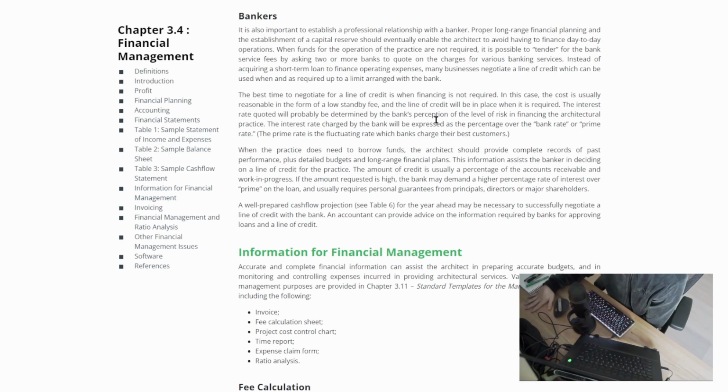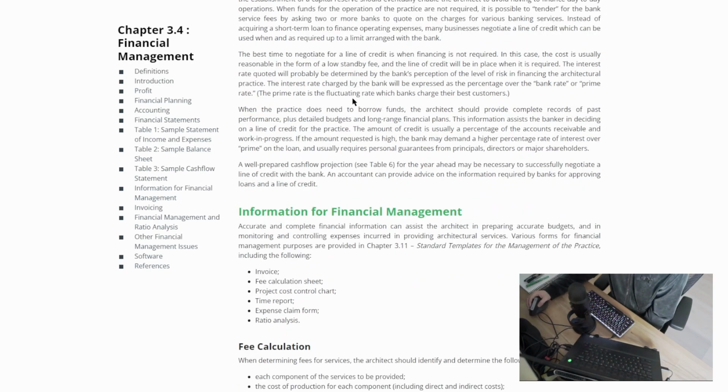The interest rate quoted will probably be determined by the bank's perception of the level of risk in financing the architectural practice. The interest rate charged by the bank will be expressed as the percentage over the bank rate or prime rate. The prime rate is the fluctuating rate which banks charge their best customers.